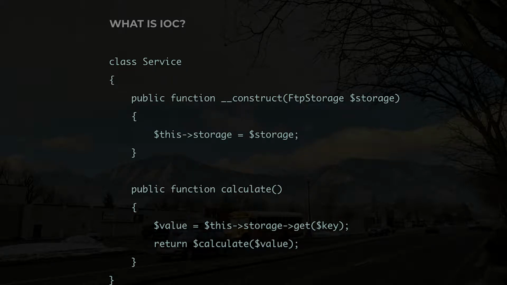Naturally, we're also refactoring the service class, and it's going to take only this FTP storage, which is a low-level implementation, but slightly more high level than the FTP, right? We're going to get the content of the file, do some calculations, and return the result. This is a pretty good class. This is pretty good refactoring.